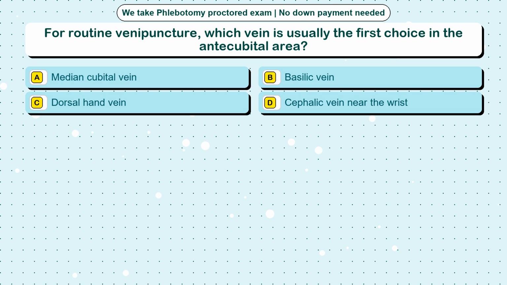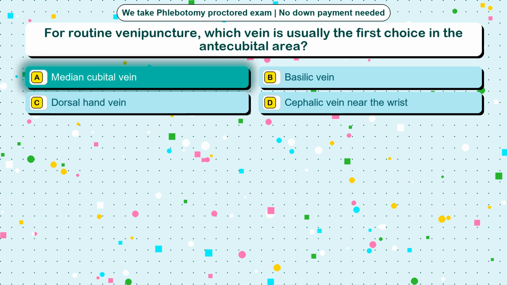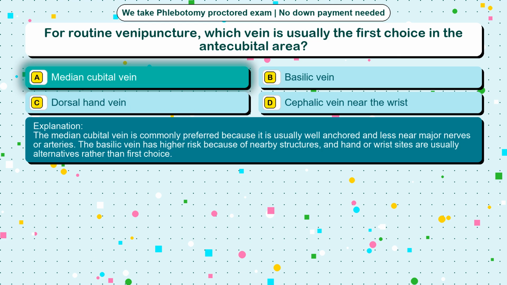Option A. Median cubital vein. Option B. Basilic vein. Option C. Dorsal hand vein. Option D. Cephalic vein near the wrist. The correct answer is option A. Median cubital vein. The median cubital vein is commonly preferred because it is usually well anchored and less near major nerves or arteries. The basilic vein has higher risk because of nearby structures, and hand or wrist sites are usually alternatives rather than first choice.